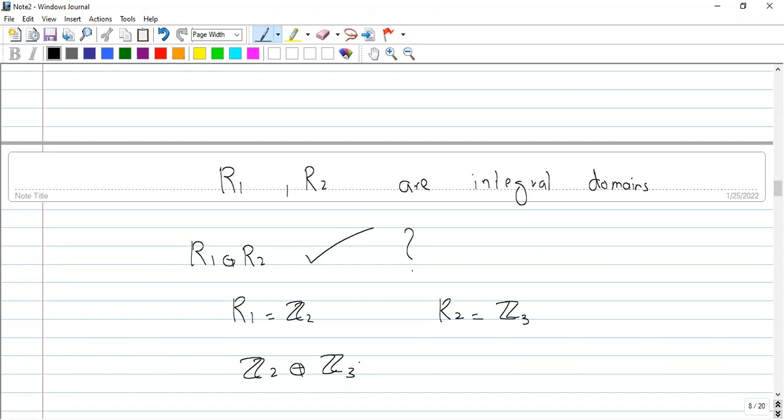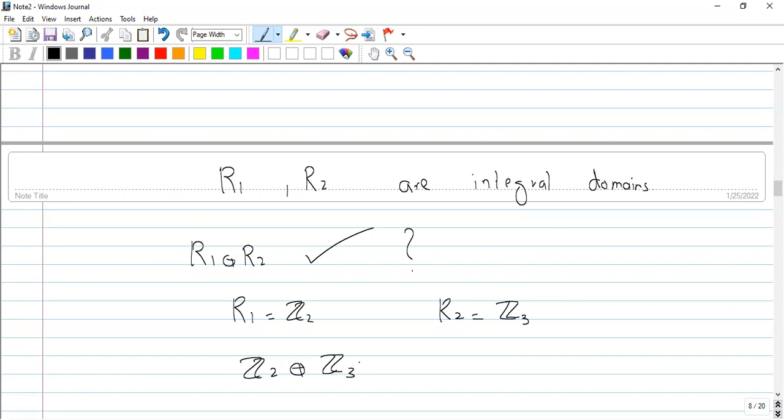ओके, अगर आपको आइडिया है कि इंटीग्रल डोमेन नहीं है, तो व्हाट यू नीड टू शो? You need to show that there exist two elements which are zero divisors, that there exist two non-zero elements such that their product is equal to zero. So this is a... could you see any two non-zero elements here such that their product is equal to zero?